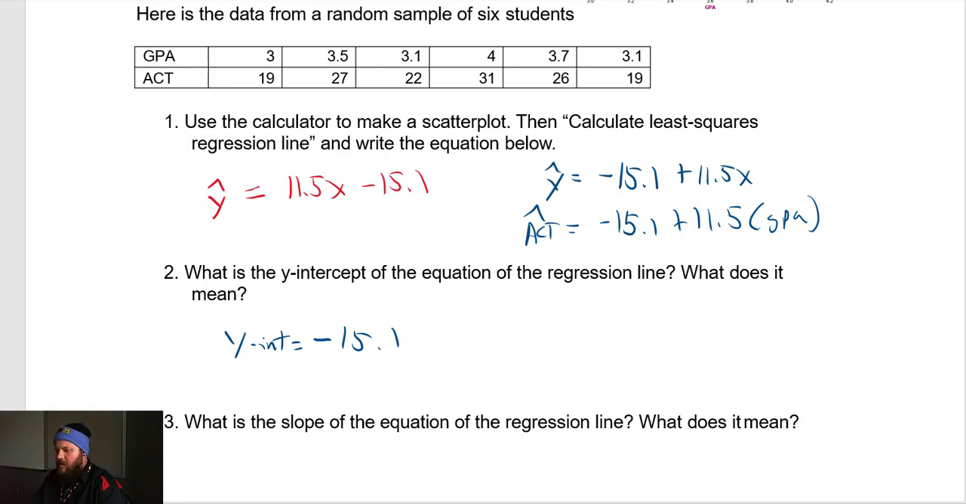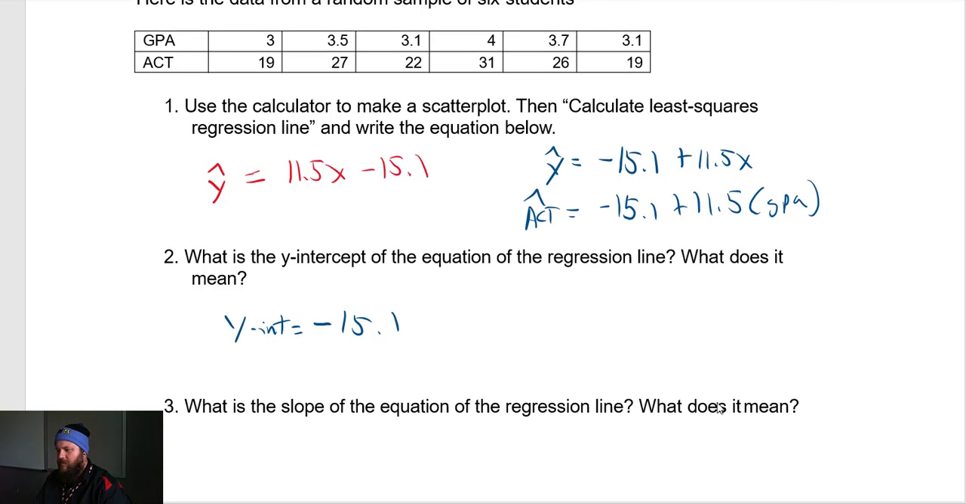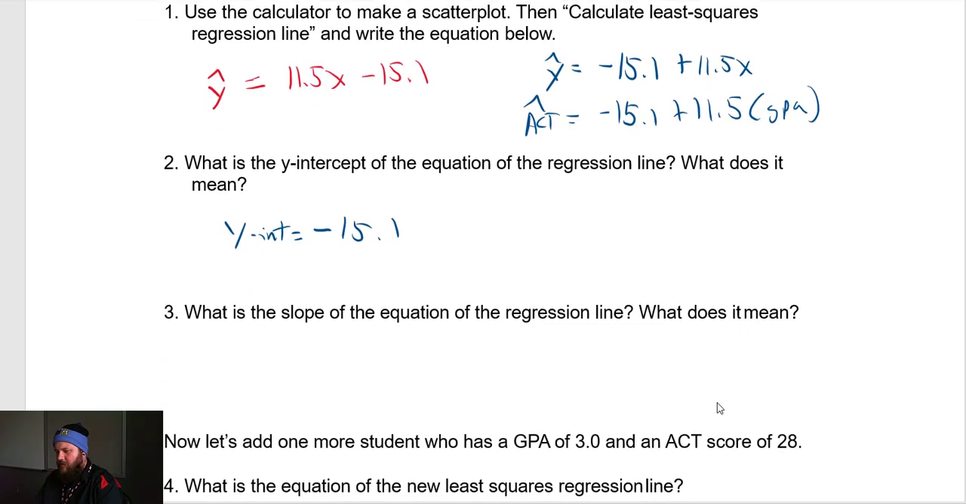All right, so what is the slope of the equation for the regression line? What does it mean? Well, our slope is 11.5, and it means for every GPA point you increase, your ACT score is going to go up by 11.5.